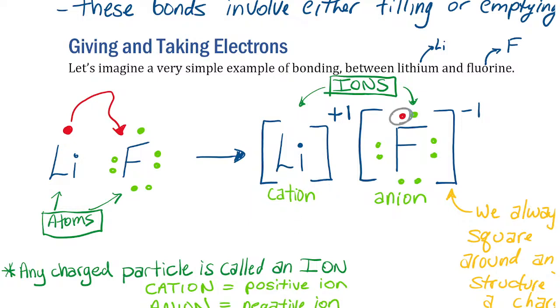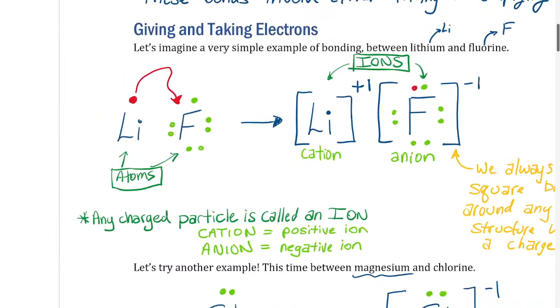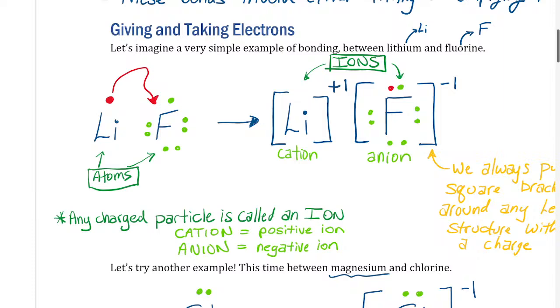The fluorine, with its extra electron here, now has a -1 charge. So we draw square brackets around it and write the -1. And we call it now the anion because that's the name that we give to a negatively charged particle. So that's the basic idea with forming an ionic bond.